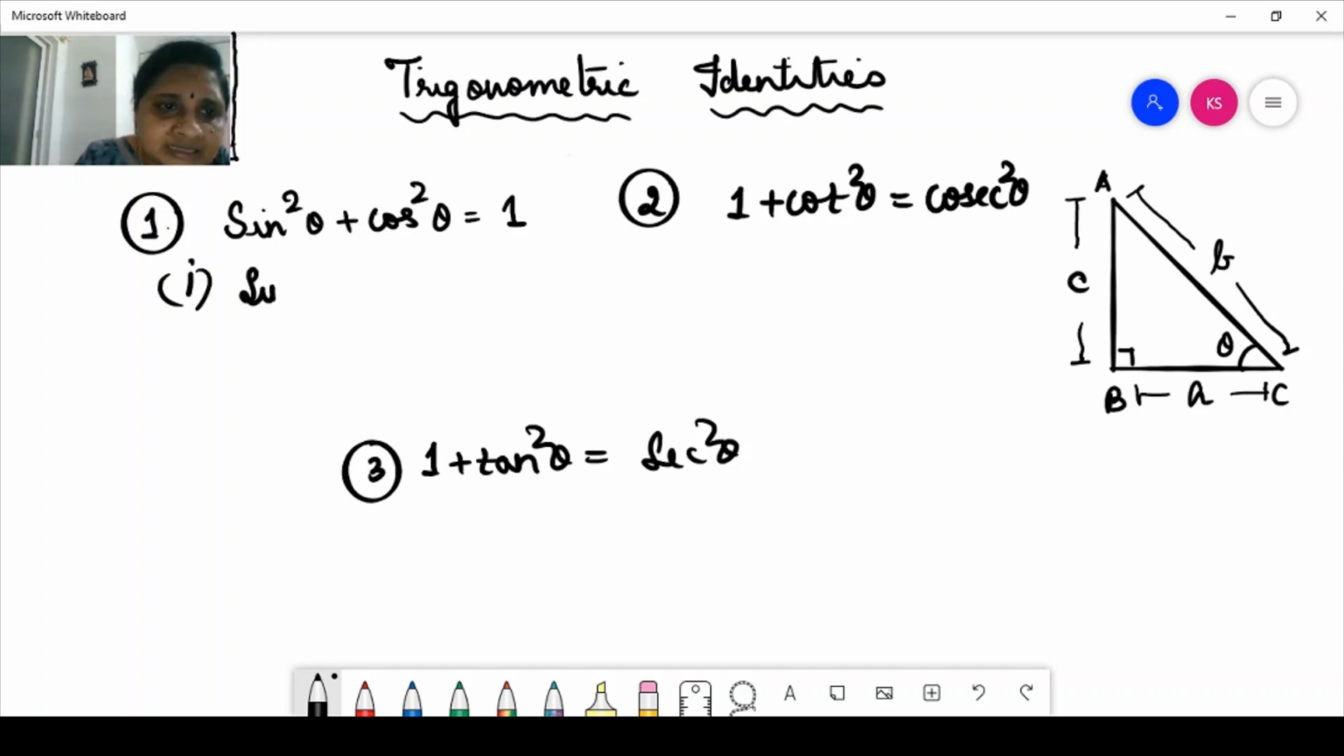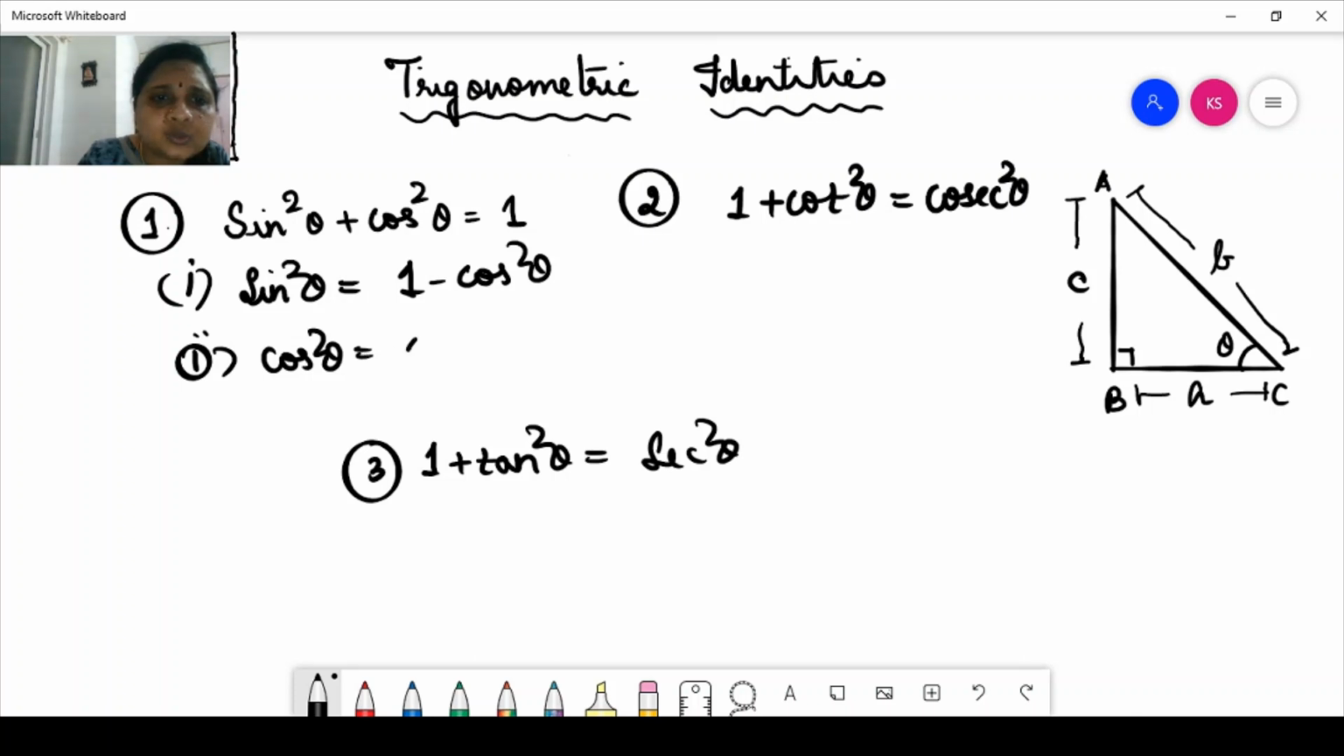So I can keep sin square theta on this side and write sin square theta is equal to 1 minus cos square theta. Similarly, I can keep cos square theta on this side and take sin square theta to the other side and write cos square theta is equal to 1 minus sin square theta. Correct? So we have these three identities now. Sin square theta plus cos square theta is 1, sin square theta is equal to 1 minus cos square theta, and cos square theta is equal to 1 minus sin square theta. Okay.